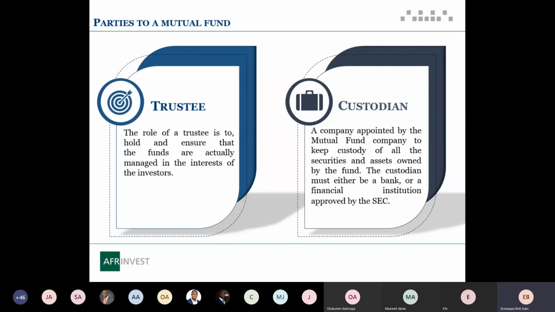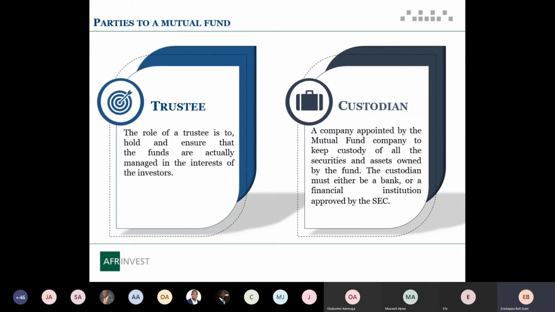So the trustee, basically, his role is to ensure that funds are actively managed in the interest of the investor. Like I said, mutual funds have the prospectus or the trustee that guides their action. So the trustee is basically to ensure that the fund managers are not contravening the trust deed in any way.